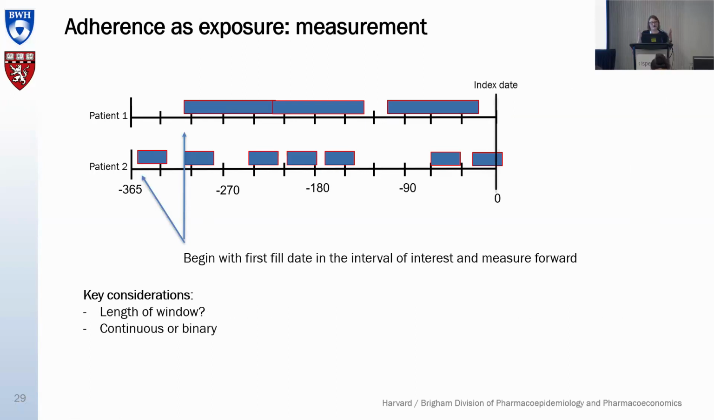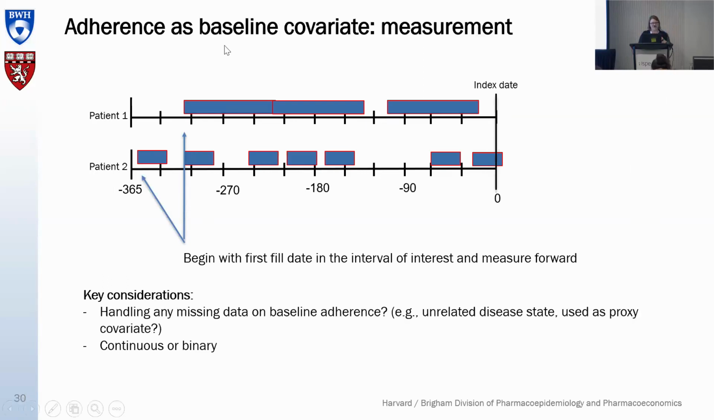You have to think about the window. Is it, again, continuous or binary? But typically, I suggest starting with the first date of the fill in that window. So not taking the whole year, so not assuming that the patient should have had medication here. Maybe they hadn't started it yet. So I start with the first fill, looking backwards for each patient, and then measure their adherence starting from there.